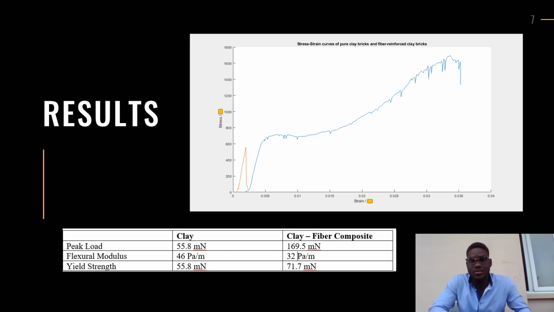So as we can see, the blue one expands over more surface area, it's tougher and things like that. And the red one is just a small part of the graph.